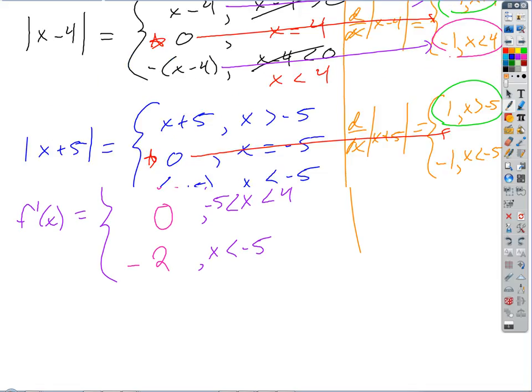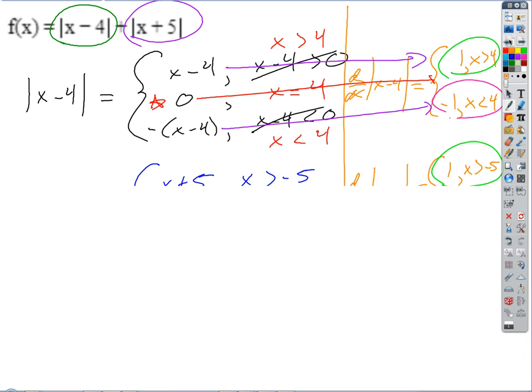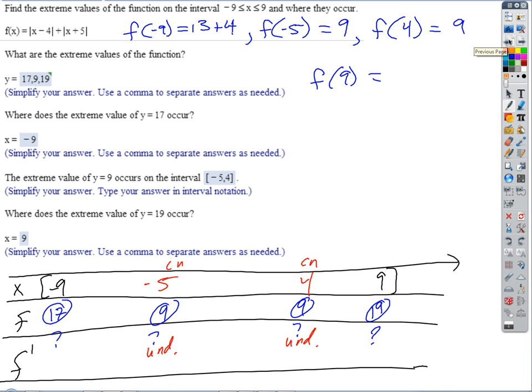So this is a little bit bizarre when we have to answer the question, where are the extreme values? Well, the extreme values are 17, 9, and 19. Those are the values from line 2 that we're comparing. Where does the extreme value of 17 occur? At x equals negative 9. Where does the extreme value of 9 occur? Well, 9 occurs on that whole interval, doesn't it? The value of the function is always 9 between negative 5 and 4.